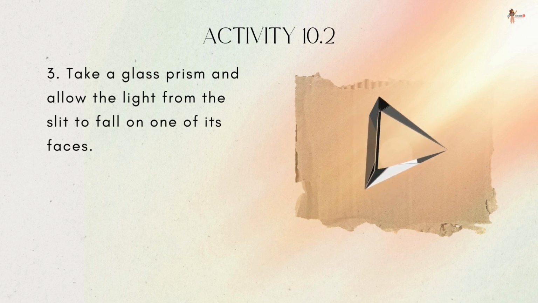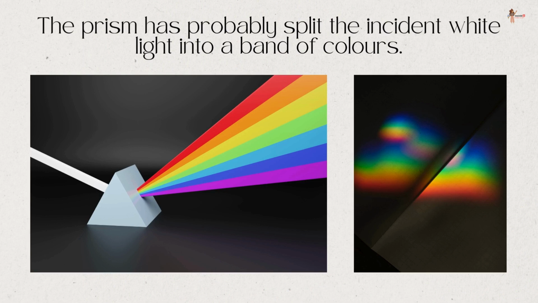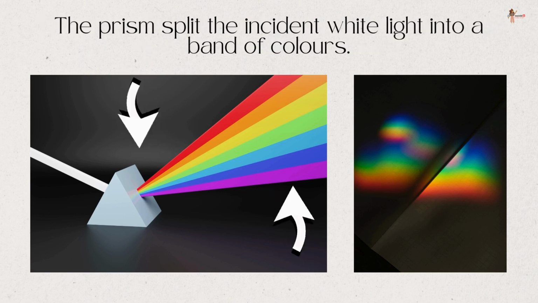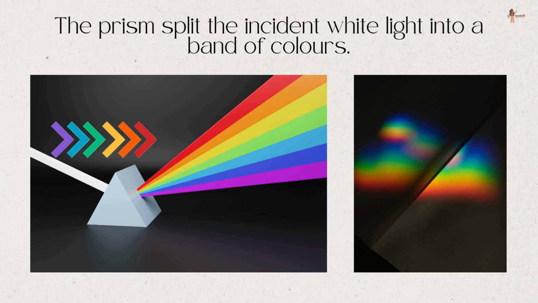What do you observe? You will find a beautiful band of colors. Why does this happen? The prism has probably split the incident white light into a band of colors. Note the colors that appear at the two ends of the color band. What is the sequence of colors that you see on the screen?